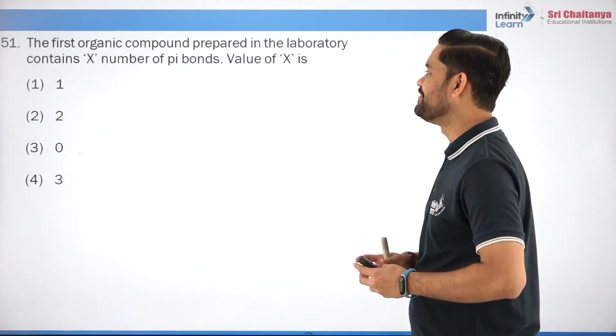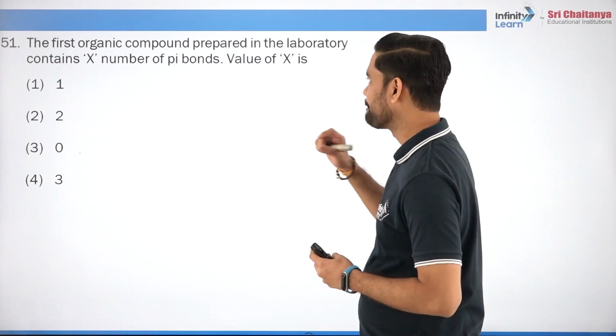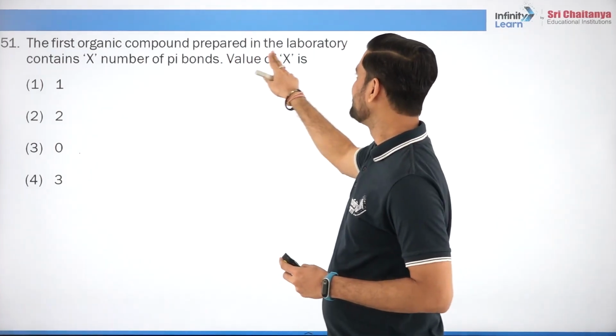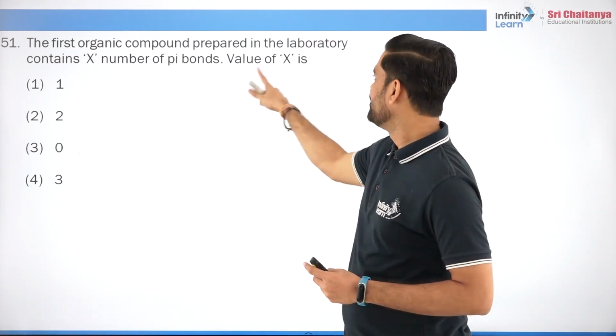The question number 1, that is question 51, which is basically the first question of your chemistry, states that the first organic compound prepared in the laboratory contains X number of pi bonds. The value of X is.